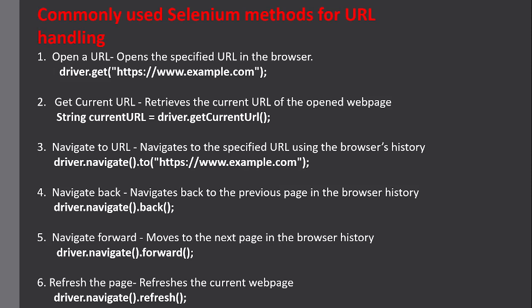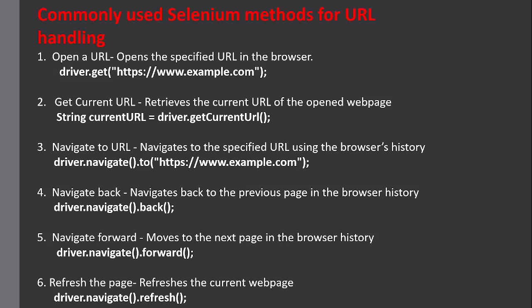First, open URL. Open the specific URL in the browser. For that, we need to write code as driver.get inside the parentheses URL. Second, get the current URL. Retrieves the current URL of an open web page. For that, we need to write code as String currentURL is equal to driver.getCurrentUrl. Then third, navigate to URL. Navigates to the specific URL using the browser history. For that, we need to write code as driver.navigate.to inside the parentheses URL.